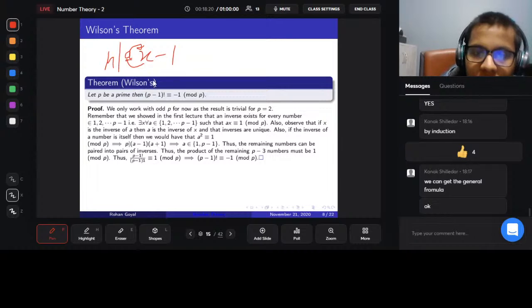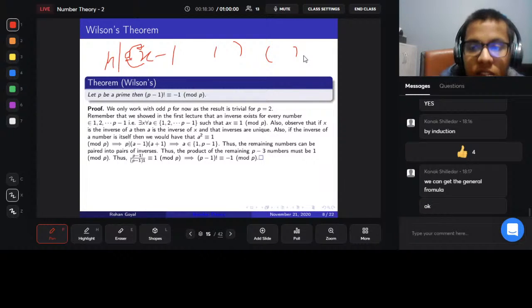So now you can divide the numbers into pairs where every number is with its corresponding inverse. But you get one issue, which is what if some number is the inverse of itself? We try to find that case. In that case, we would have a squared, because a into a is congruent to 1 mod p, which means p divides a minus 1 into a plus 1. So a has to be 1 or p minus 1. So we ignore those numbers for now.